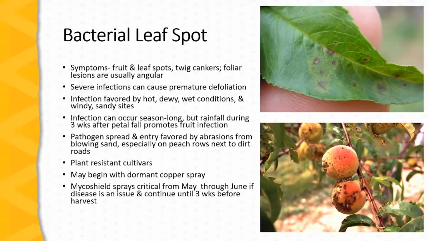A spray program for bacterial leaf spot may begin with a dormant copper spray, but the sprays that are typically critical for bacterial leaf spot management are Mycoshield sprays from May through June if the orchard has a history of this disease, and these sprays should continue until 3 weeks before harvest.